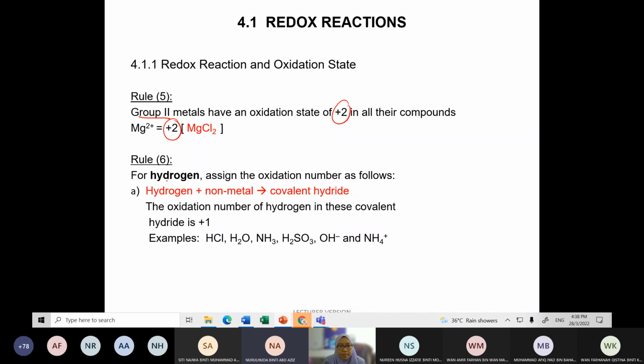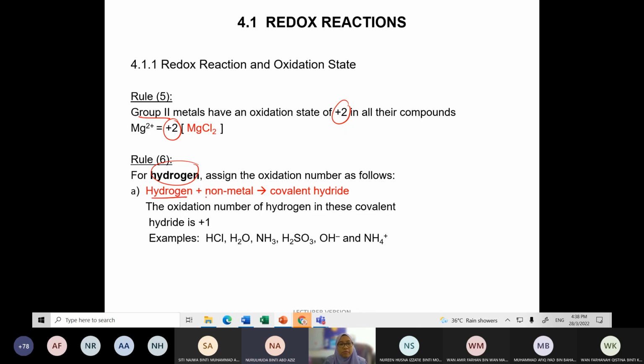For hydrogen, assign the oxidation number as follows. Okay, so for hydrogen alone, dia ada its own step. Dia ada few steps yang you kena consider dekat situ. Okay, because hydrogen, dia depends dengan who the hydrogen combines with. Okay, then banyak possibility kan.